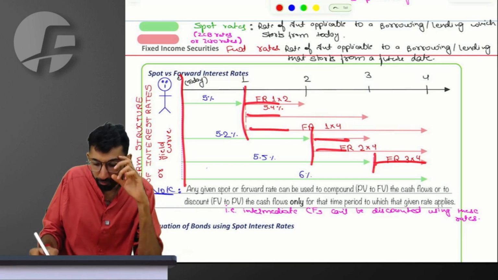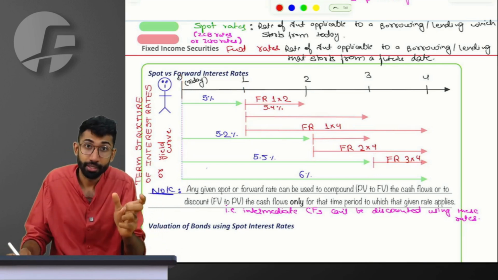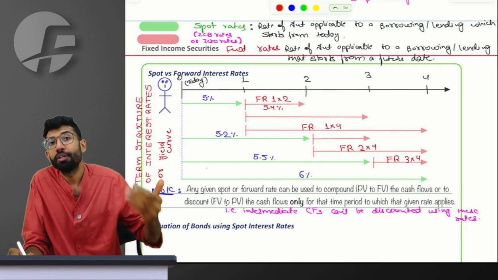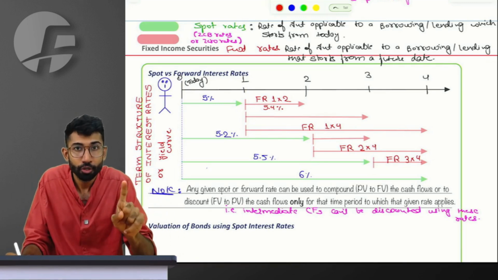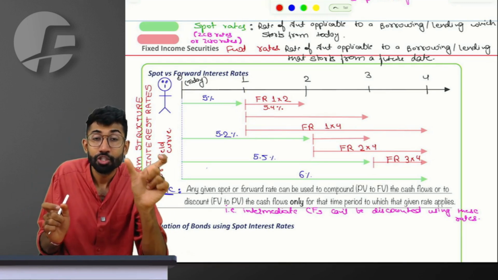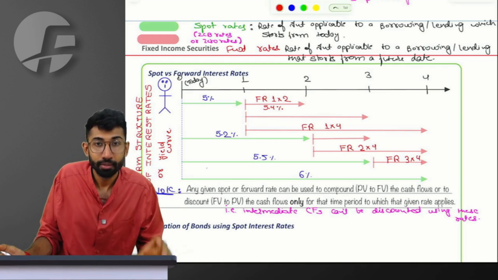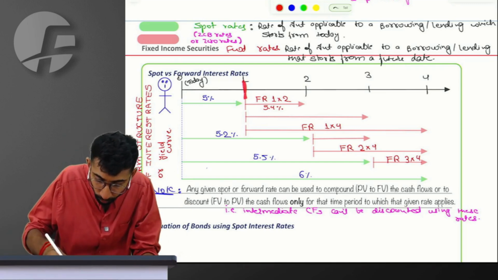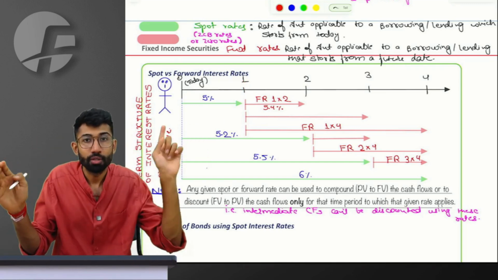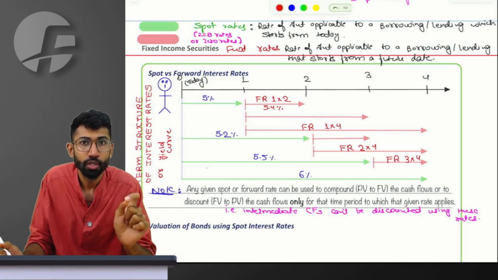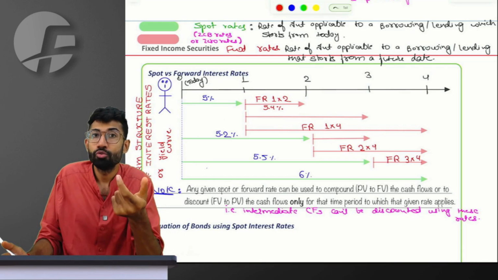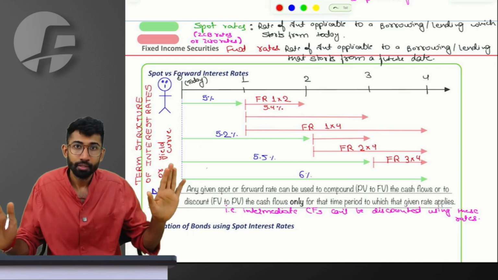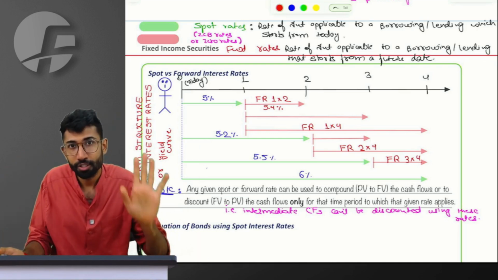Third thing, the rate which can be used to discount a particular cash flow or compound a particular cash flow should be only that rate which is applicable to that time period, right? Or in other words, any cash flow, if you want to compound or discount, only that particular rate can be used which is applicable to that time period. In whatever words you want to understand, the concept is all clear to you.